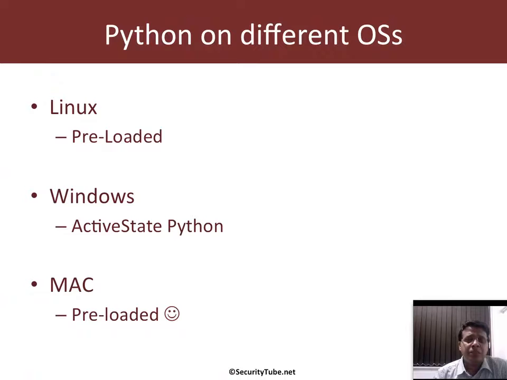Now, as far as Python being installed on different operating systems is concerned, Linux and Macs typically come preloaded with some version of Python or the other. Windows, you would typically need to install Python, the most popular being from ActiveState. Just Google them and you can download it. For most of this course, we will be concentrating on running Python on Linux-based systems and looking at various different things. However, we will also touch upon Python on different operating systems as case studies where we will look at interesting implementations.